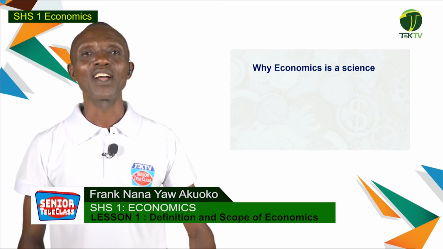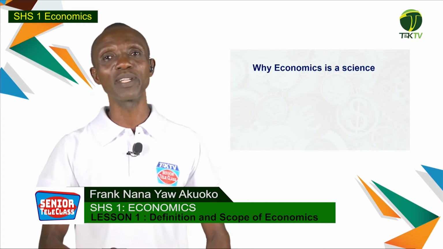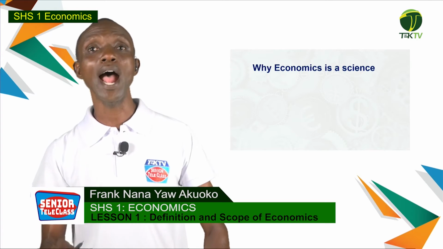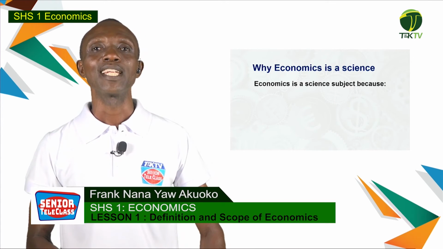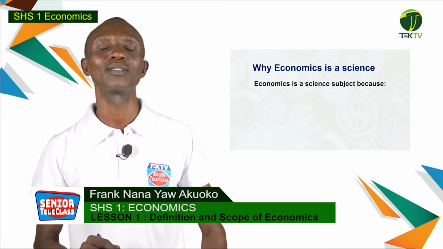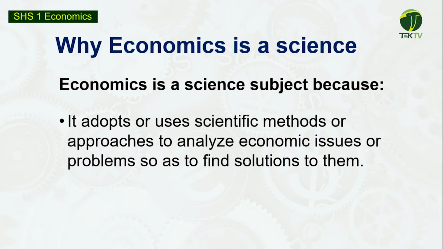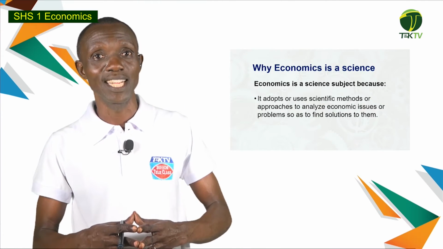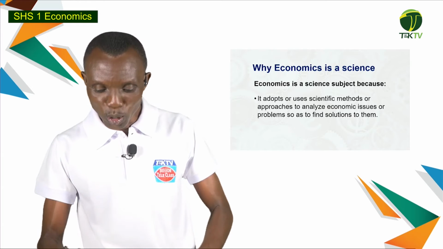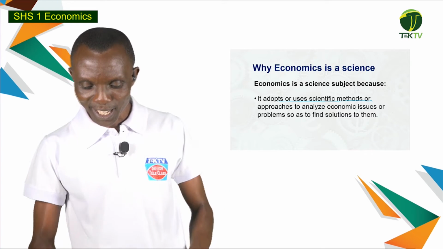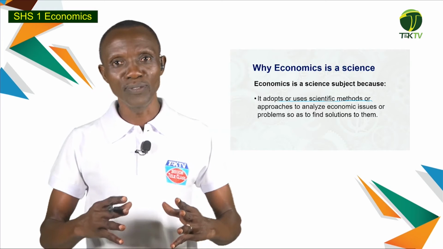Good. Now, he emphasized in his definition that economics is a science, and we need to look at why economics is a science. Good. Now, economics is a science subject because it adopts or uses scientific methods or approaches to analyze economic issues or problems so as to find solutions to them. So among the science subjects like physics, chemistry, biology, mathematics, and so on and so forth, Lionel Robbins tells us that economics is also a science. The reason is that it uses scientific methods to solve economic issues, to find solutions to them.